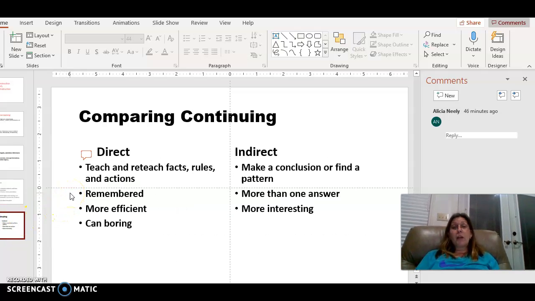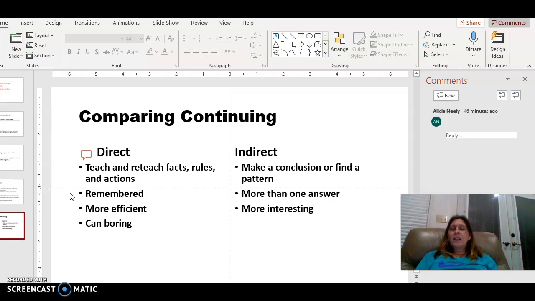With some more comparing, the direct is teach and reteach, facts and rules and actions. If there's lots of things that they need to learn, such as the facts, it has to be taught over and over for them to get it. Now on the indirect side, if they could make just a final conclusion or they find a pattern, it can be learned better by just an indirect approach.